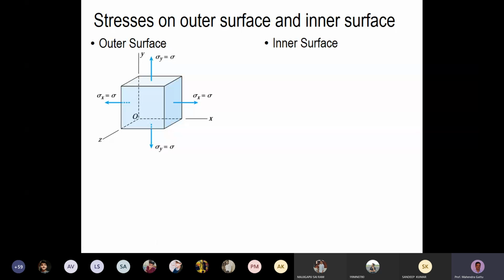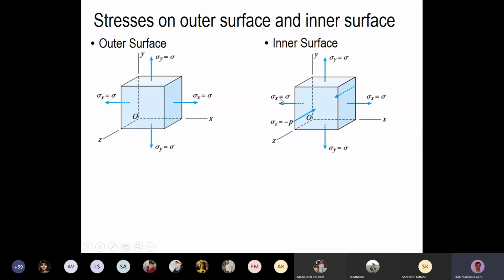Okay, and on the inner surface, if you're drawing the Mohr circle for the interior surface, there will be sigma and sigma acting in the x and y, and there will be a compressive stress because there is a pressure acting there. There will be a compressive stress P. Actually, sigma z direction is shown like this, so this minus sign should be removed, I think. Yeah. So anyway, there is a compressive stress acting there.